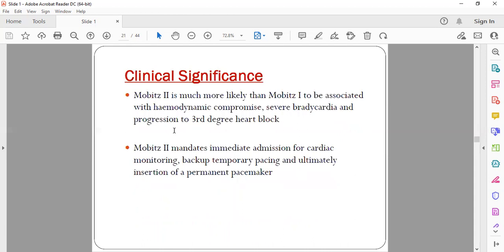Clinical significance is very important because the defect is in the bundle of His and below that. So the heart rate will be low, and it is more likely to cause hemodynamic compromise, and there are high chances that it may progress into third degree heart block. It definitely mandates immediate admission. The patient should be immediately admitted and put on a temporary pacemaker. If the cause has been treated or the Mobitz block is not getting reversed, the patient may need a permanent pacemaker.